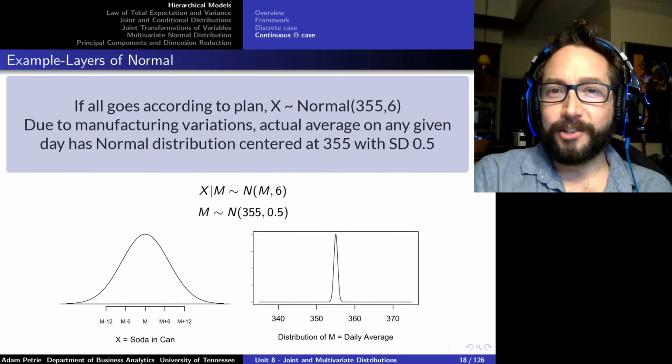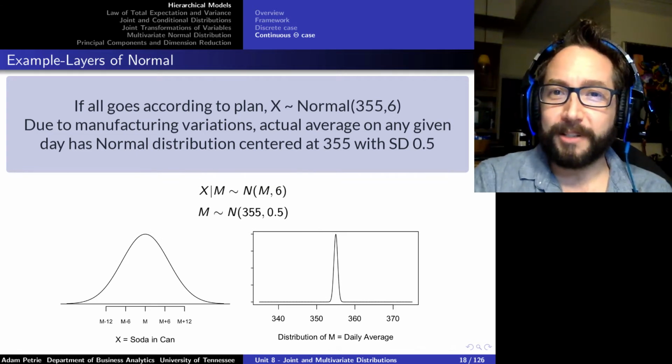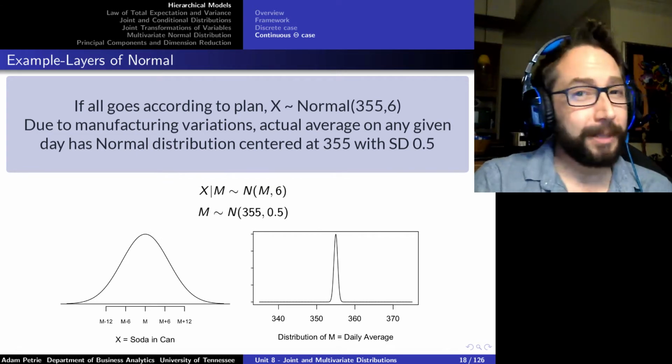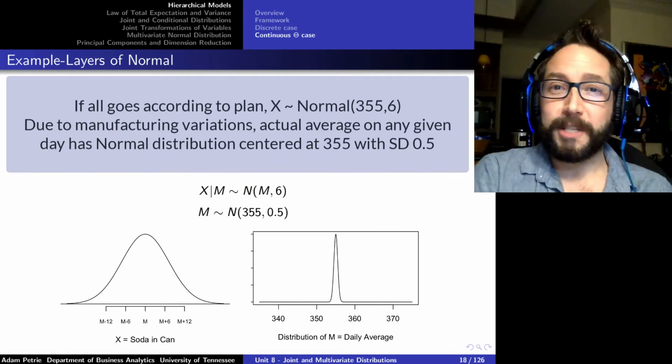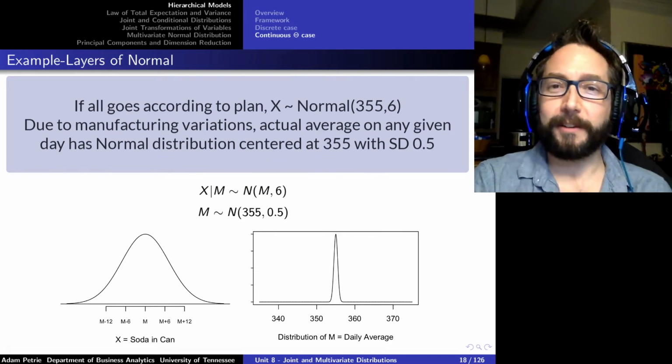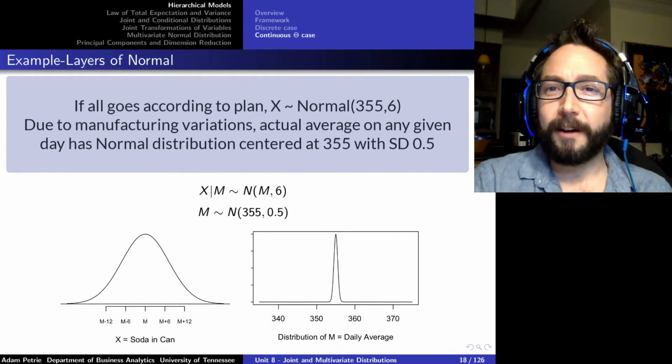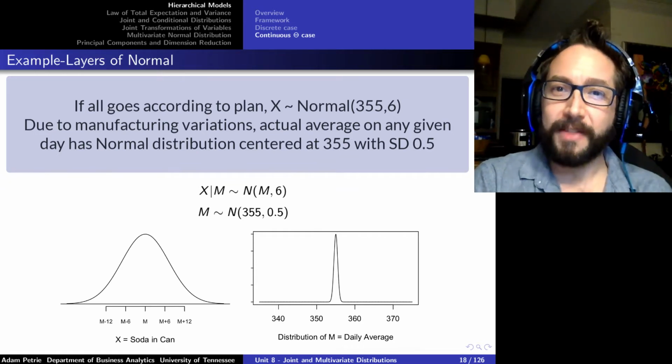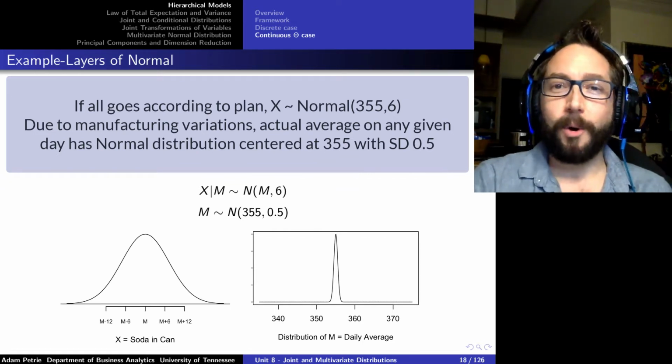What if on average it's not always 355, but sometimes it's a little bit more, sometimes it's a little bit less, depending on who's working, the specific procedure that's being used to fill up those cans? What if we have the following hierarchy, where the mean of that normal distribution is a random quantity? So our hierarchy would look like this.